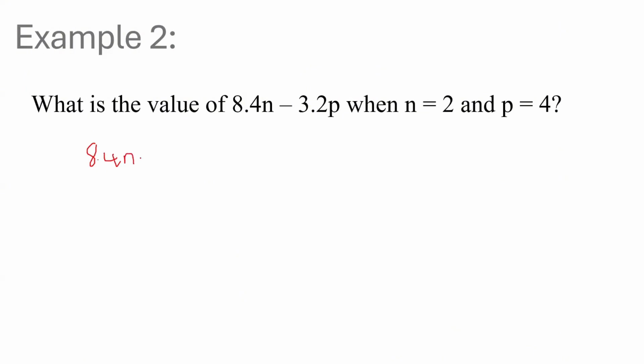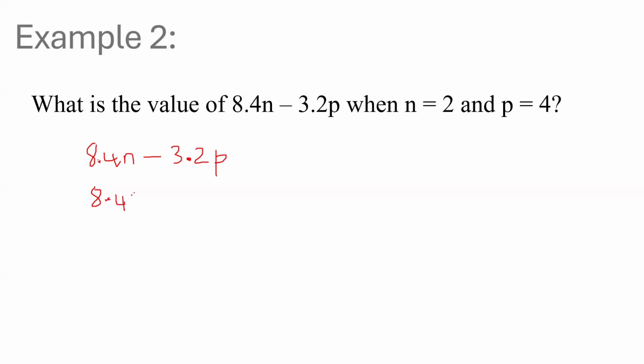We're going to start by rewriting our expression, 8.4n minus 3.2p. And as we said, we already know the values for these variables. All we need to do is to substitute these values into our expression. So 8.4n again means 8.4 times n. Once you have a number beside a variable, it means that you are multiplying those two. It's going to be 8.4.